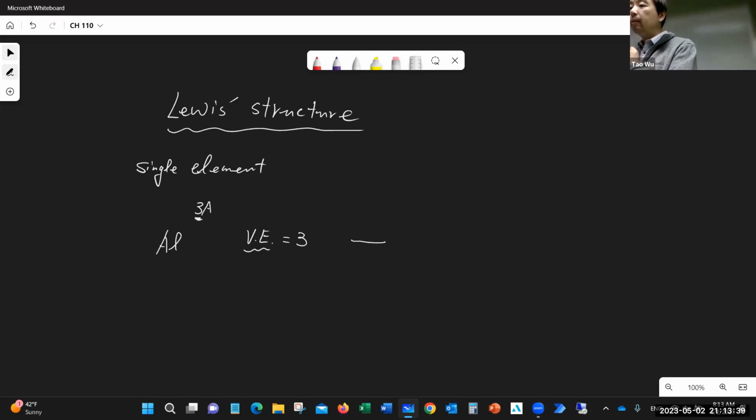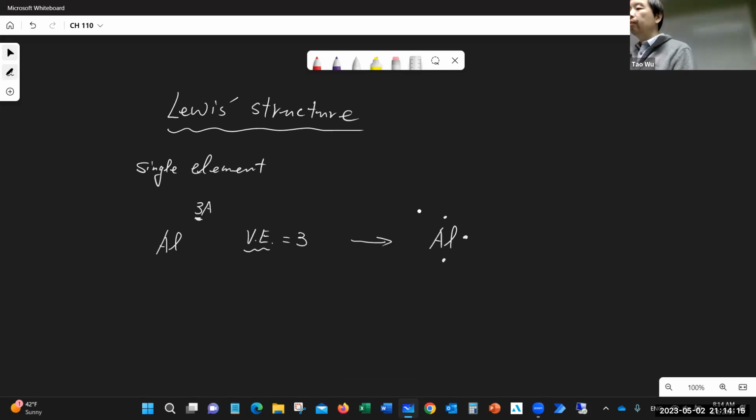So for elements only, what do we do? We need to assign single dots on one side. Each element has 4 sides. So we need to assign one single dot on each side first. Since we only have 3, you assign 1, 2, 3. Then that's it.